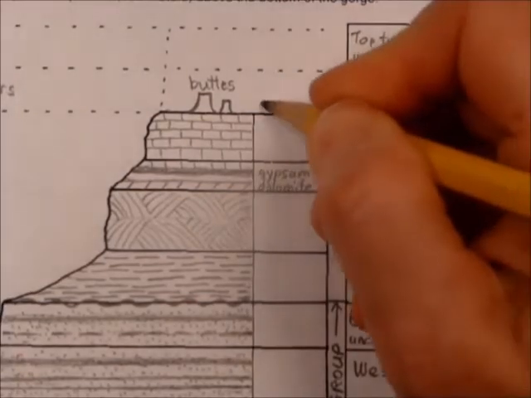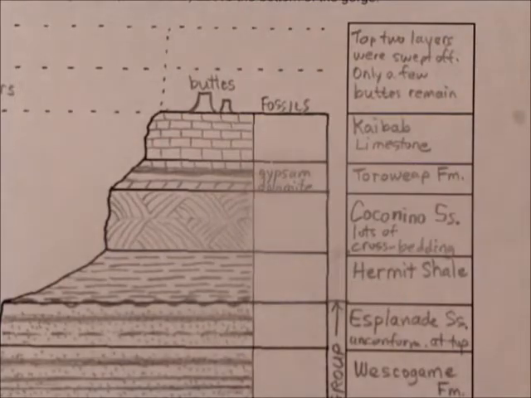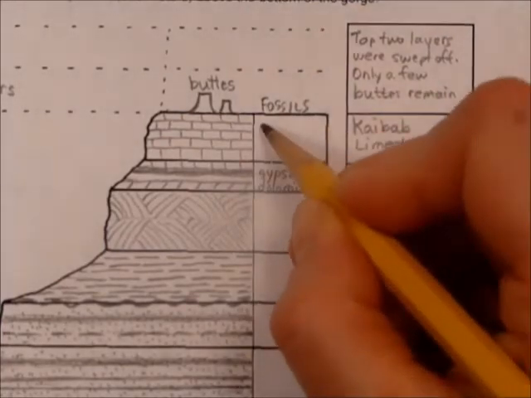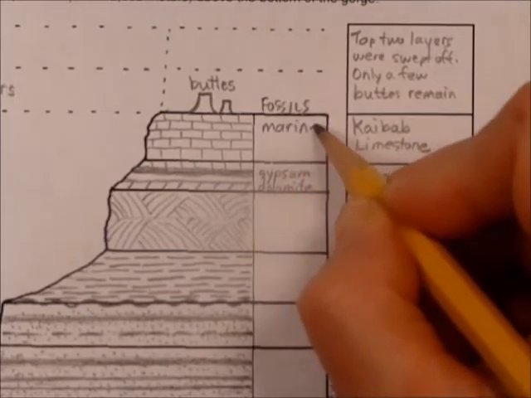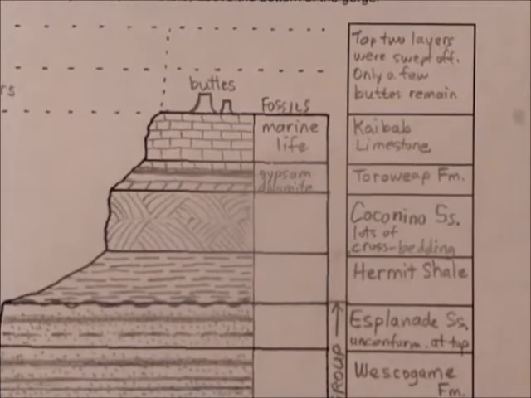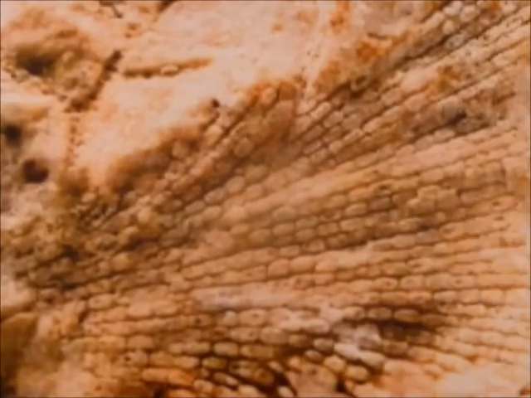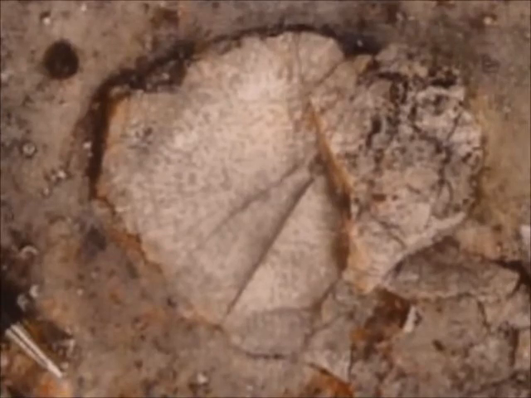So I'm going to write here fossils. Make sure your pencil is nice and sharp for this. And in this box, my note's just going to be marine life. Marine means ocean. Now we're not going to have sharks and whales and octopuses and stingrays and things like that. It's going to be pretty simple. We're going to have things like bryozoans, which are these kind of nice lacy looking things, and sponges. These are actually from the Kaibab limestone.